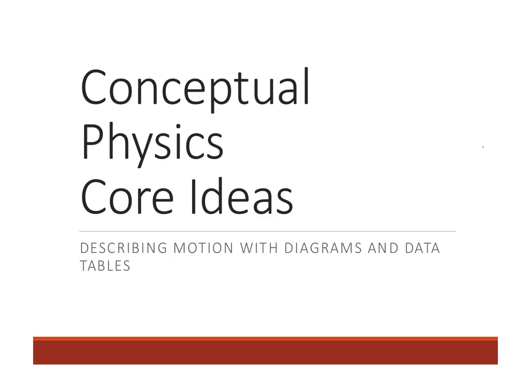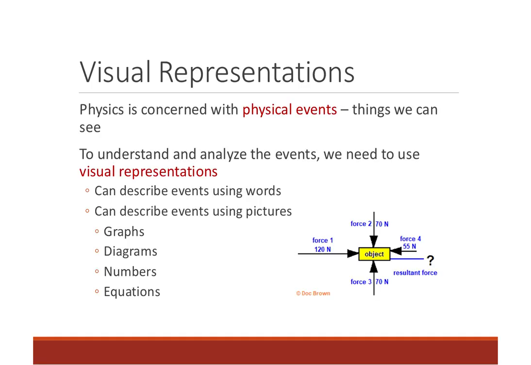In this video, I'm going to be talking about how we describe motion with diagrams and data tables. You already know that physics is concerned with understanding physical events, and we're starting with things that we can see when we're looking at motion. And so in order to analyze and understand those events, we need to have some way to talk about them. We need some kind of visual representation.